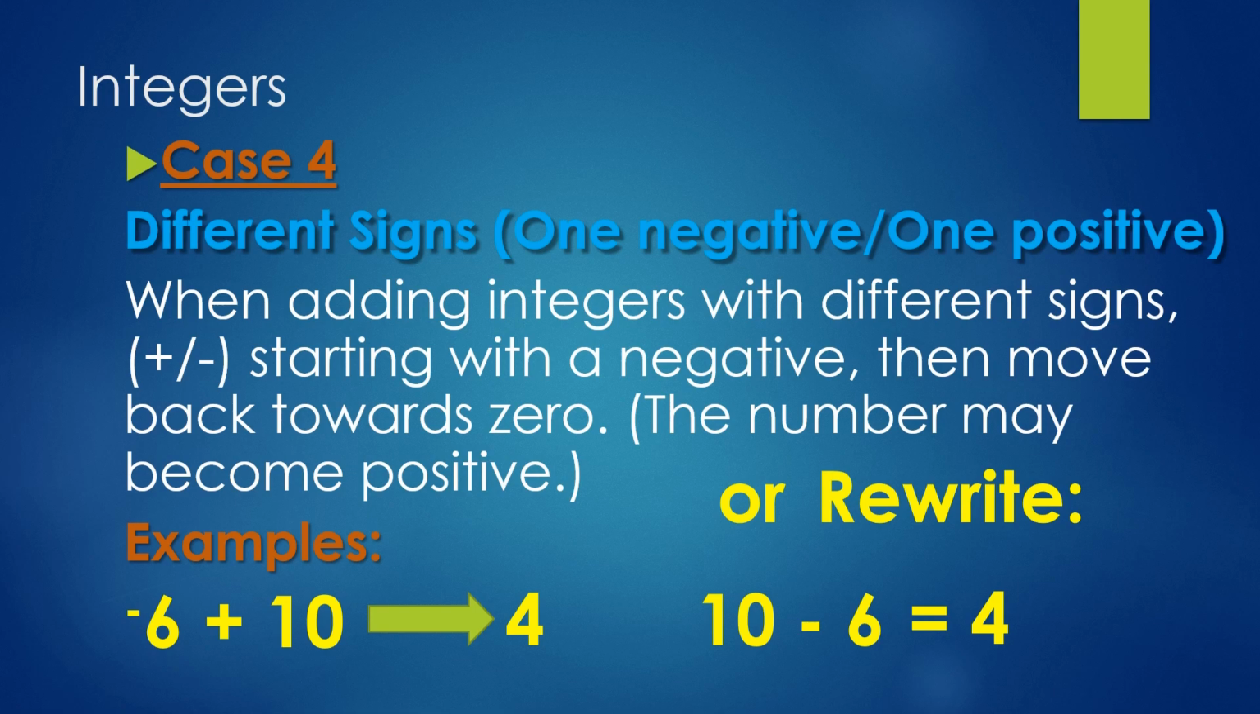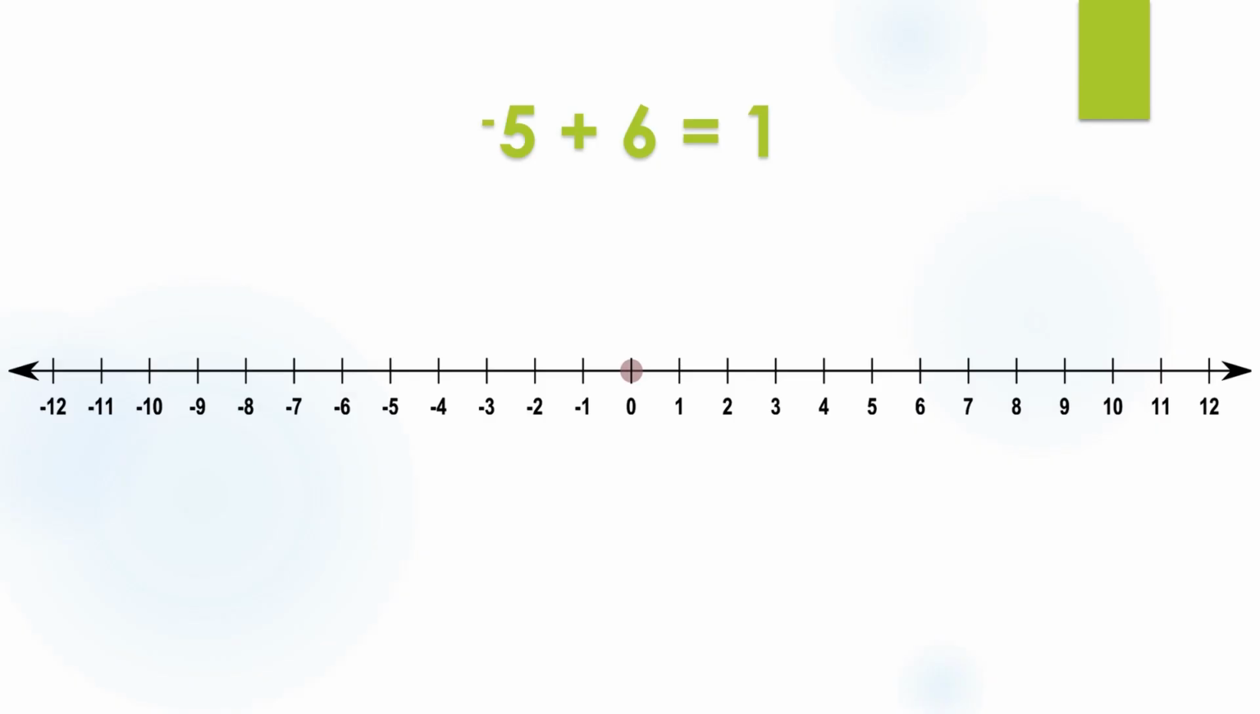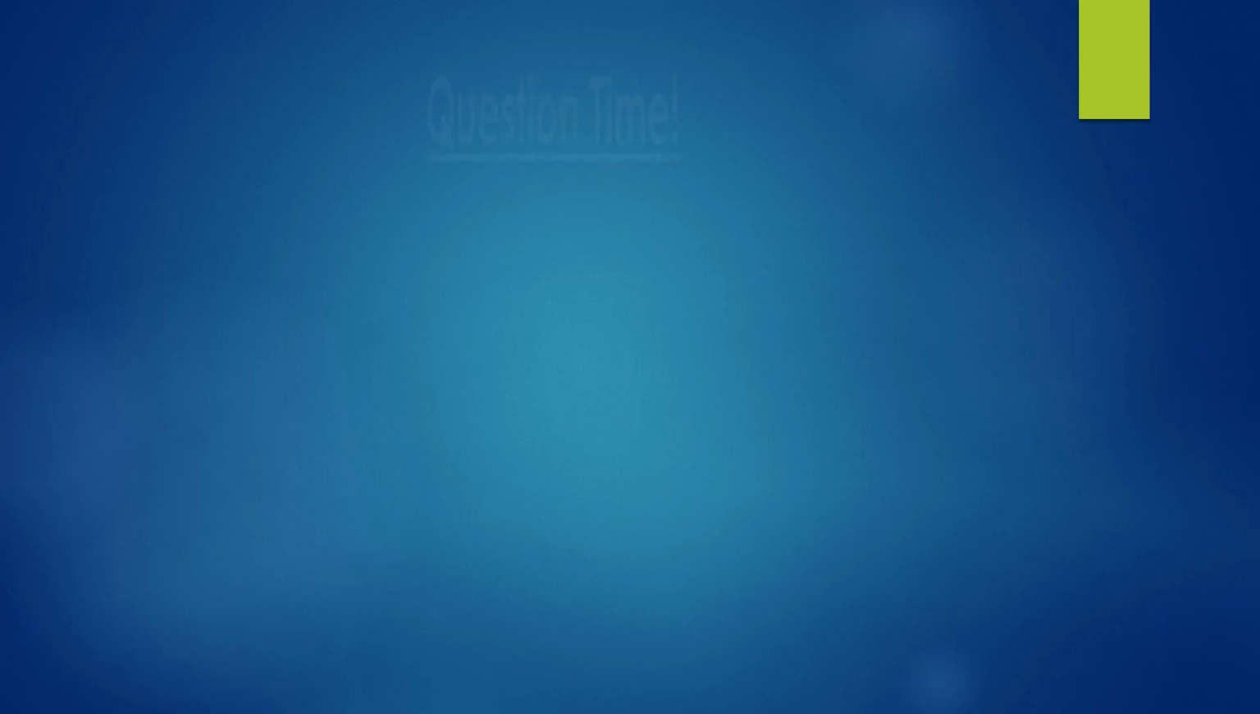So let's look at it on the number line. Negative 5 plus 6 equals 1. So again, we'll start with negative 5, which is to the left of 0. And then we're going to move positive 6, go to the right. 1, 2, 3, 4, 5, and 6. And it takes us to our correct answer of 1.